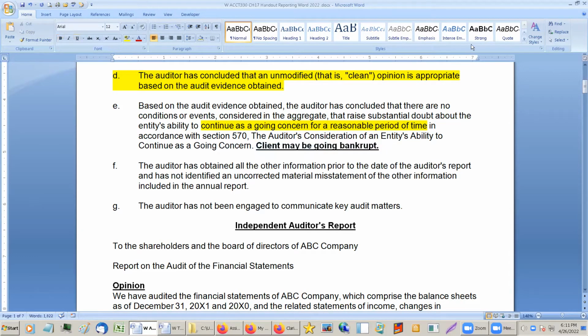Okay, now here is why that's important. In the past, having that statement, that the client may go bankrupt, wouldn't change the opinion of the report, and it still might not. But here's the problem, here's the uncertainty about a company going bankrupt. If you think they're going to go bankrupt in the next year, does it make sense to depreciate their equipment over the next 10 years?